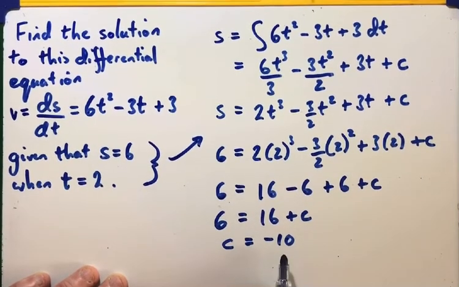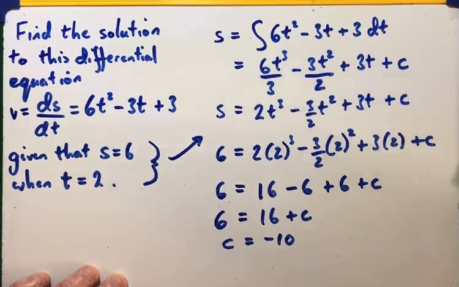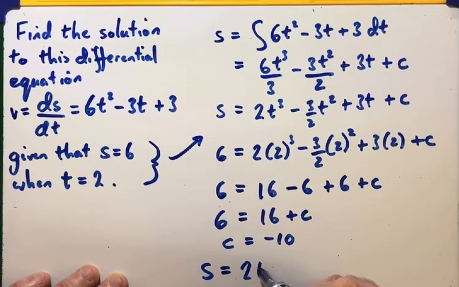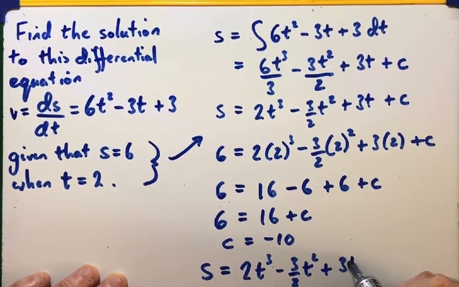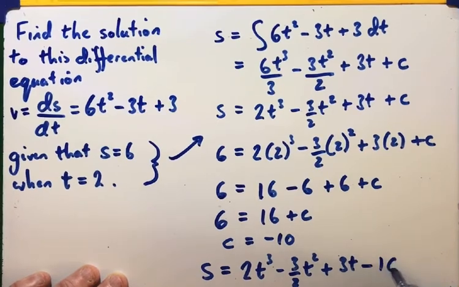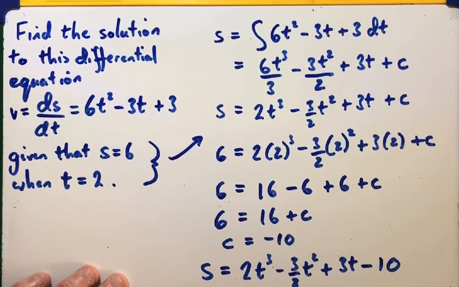So now we've found out what this constant is, we can write down our formula. It's s equals 2t cubed minus 3 over 2 t squared plus 3t minus 10. And as I said, that might represent a displacement at a given time.